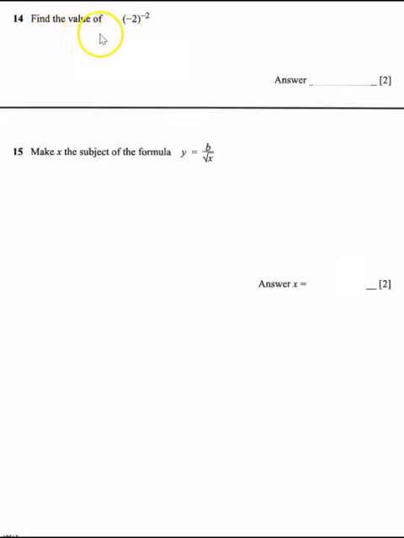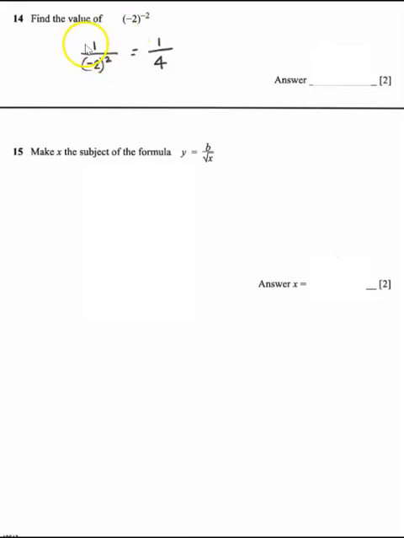So for question 14, it says find the value of (-2) to the power of -2. So what you want to do is make this power of -2 a positive power. The way to do that is to put it over 1. So 1 over (-2) in brackets, and the power has actually gone positive. That's how to change it to positive.